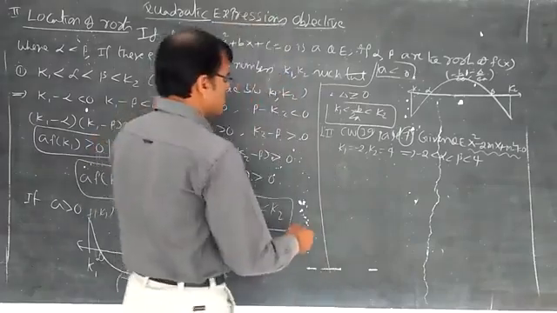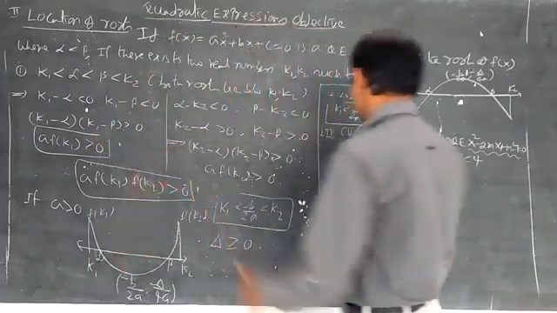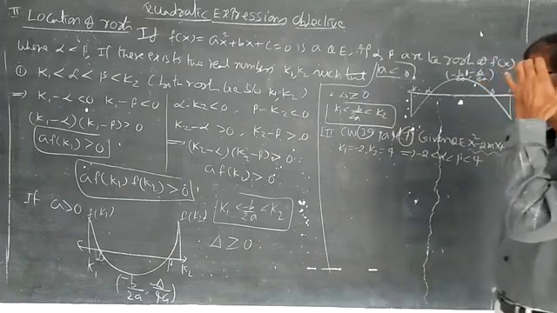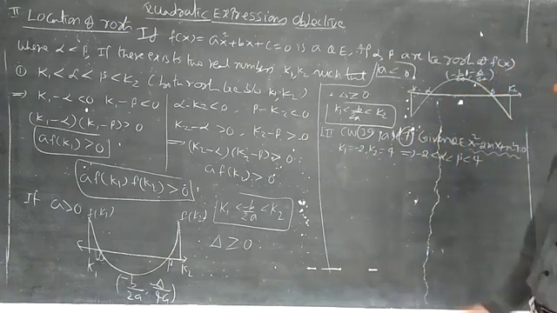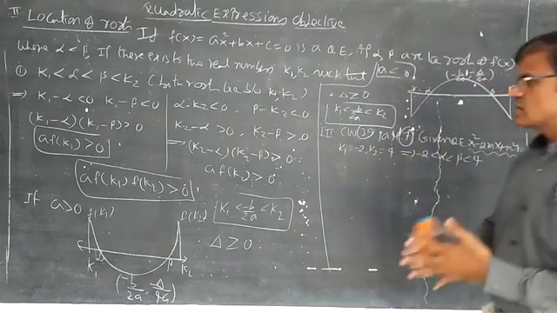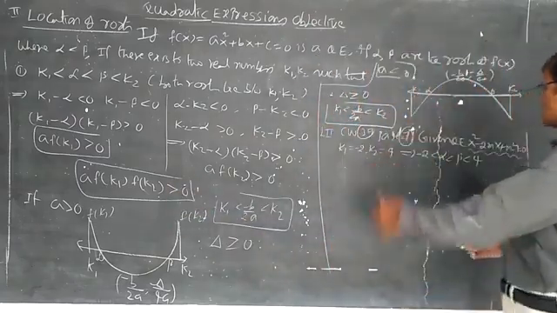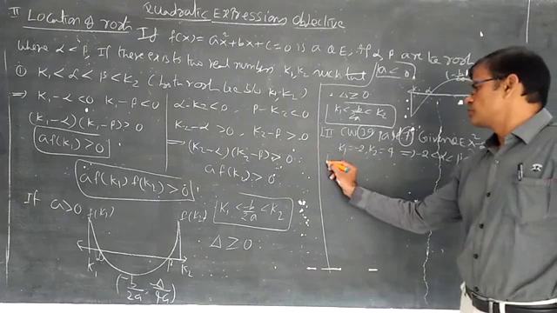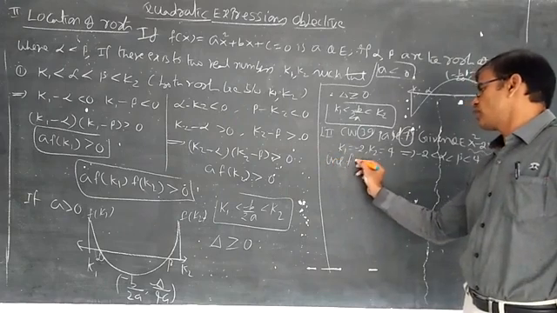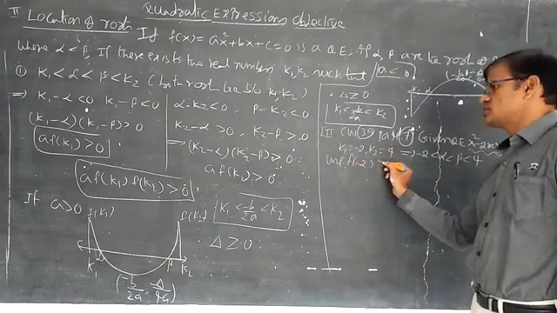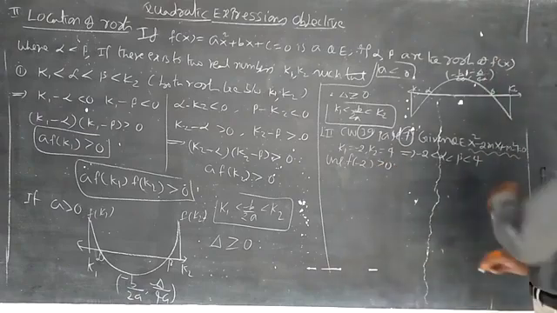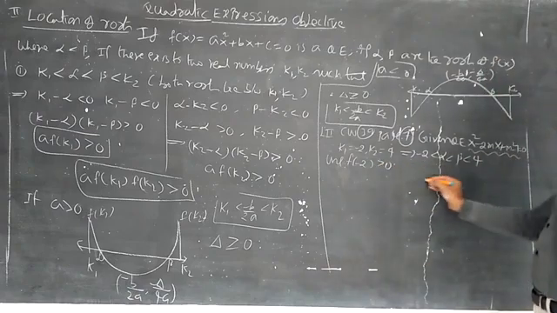We use the concept we have just discussed, a into f of k1 greater than 0 and a into f of k2 greater than 0. If we combine both we would have to use the wavy curve, so it is better to do them separately. Now use f of minus 2 greater than 0. Substituting here, it becomes 4 plus 4m.